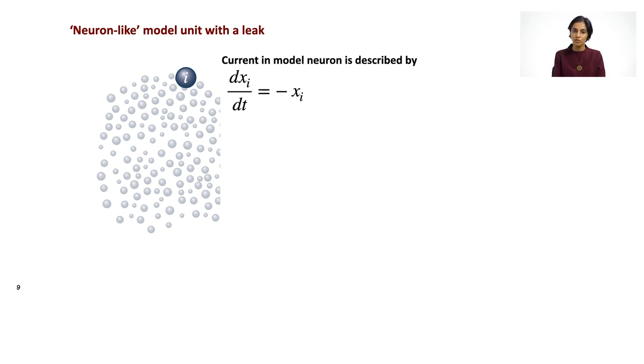The solution to this differential equation is x of t. What I've written down is dx/dt for that neuron i with a leak, which is what the negative sign is, minus x_i. And so what happens to that neuron is it exhibits decaying activity. So if x at time 0 is 1, then all the neuron does is decay its activity down to 0.